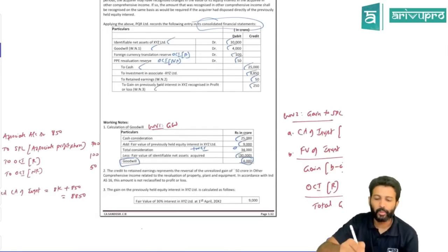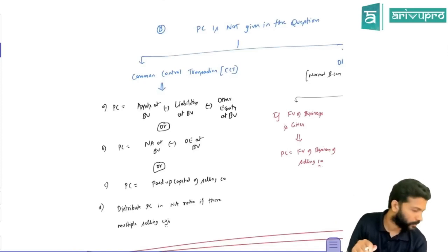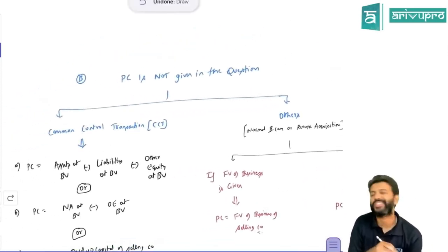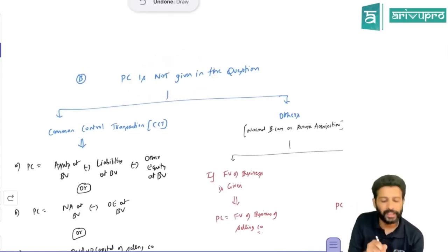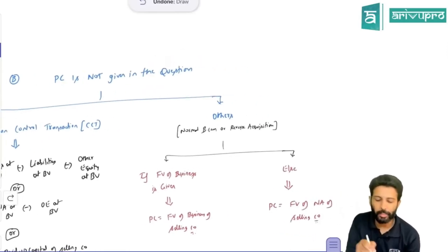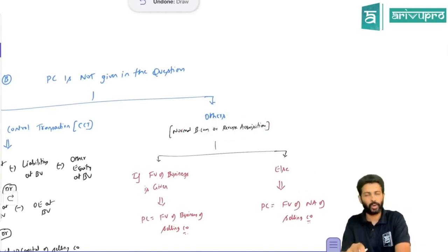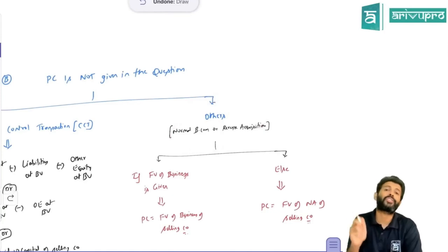There's another part, but before that, we'll come to the next leg of our chart. Let's cover that and then take up the next question. However, if it is not a common control transaction, and PC is not given, it is a normal business combination or it's a case of reverse acquisition. What is reverse acquisition? I'll tell you.